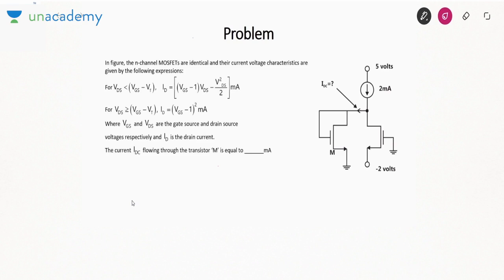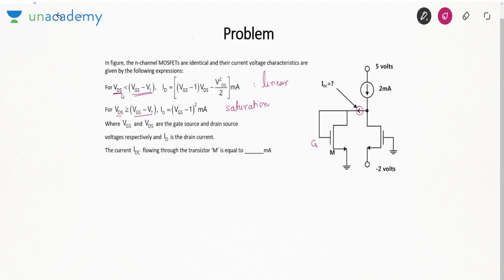In the first problem it says, in the figure, the n-channel MOSFETs are identical and their current voltage relationship is given like this. When VDS is less than VGS minus VT, that means linear region. When VDS is greater than or equal to this, it is the saturation region, where VGS and VDS are gate source and drain source voltage. ID is the drain current. We need to find the current IDC that is flowing in M.